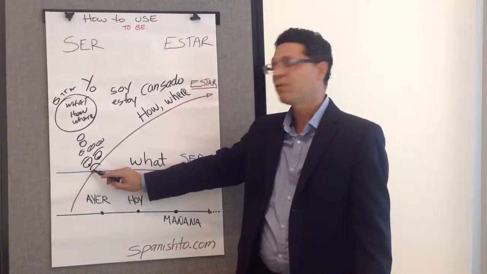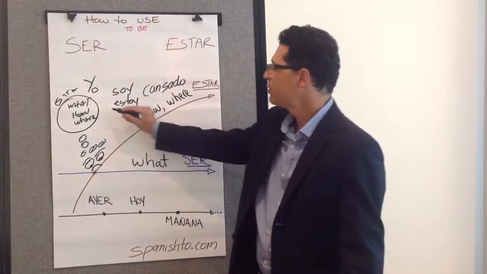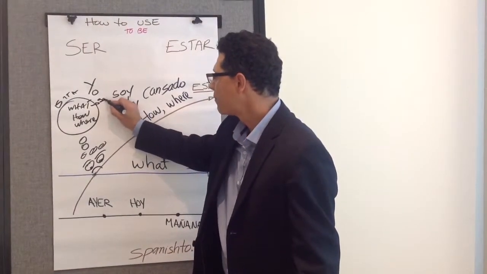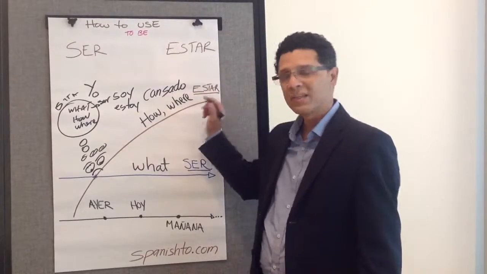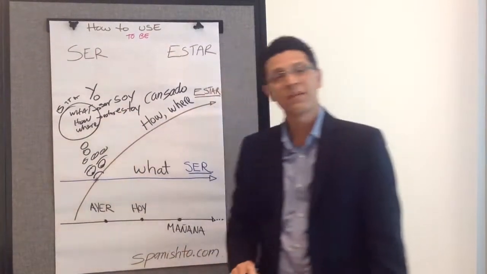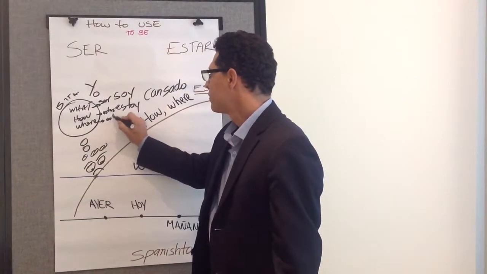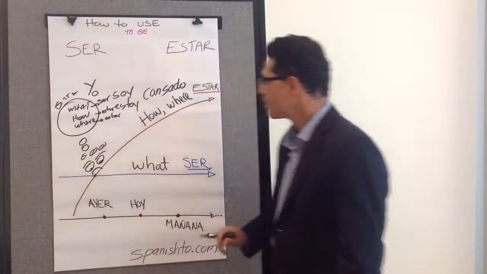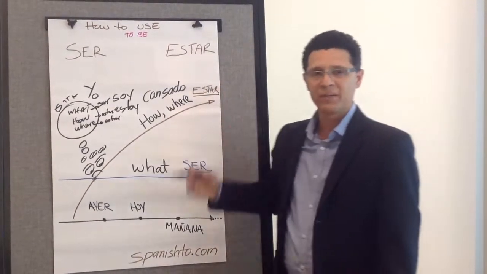So once again, if you're in this intersection and you think, is it a what, then you use ser. If it's a how, then you use estar. Or if it's a where, you use estar. Okay, so now we're going to do some examples in the next video. Thank you.